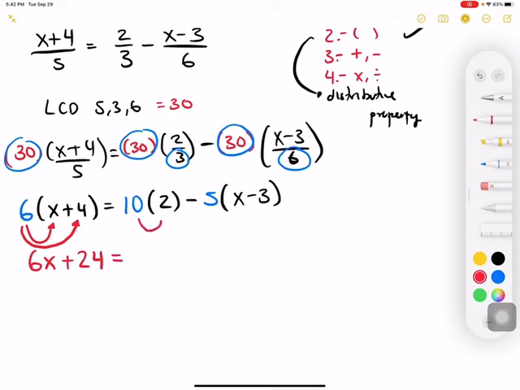Let's get rid of the next parenthesis. This is simple: 10 times 2 is 20. And then the last parenthesis, I have a negative 5 times x, which is going to be negative 5x.